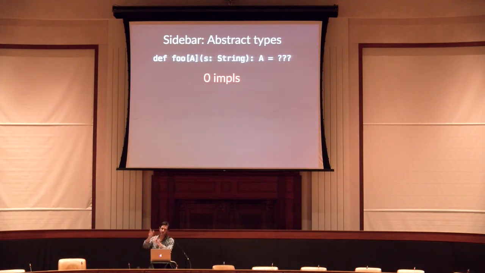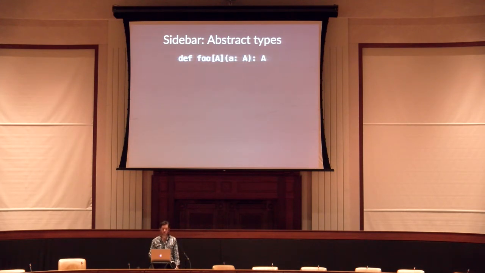So that was the freebie. I gave you that answer. Because I don't know what A is, how can I make an A? I have to return an A, but I don't know what A is. I can't write that function. The only thing I can do is blow up.